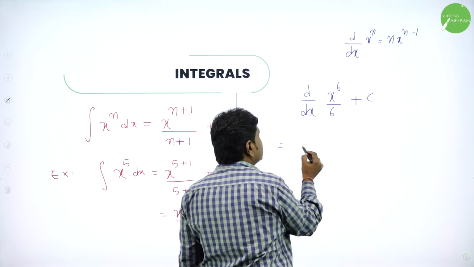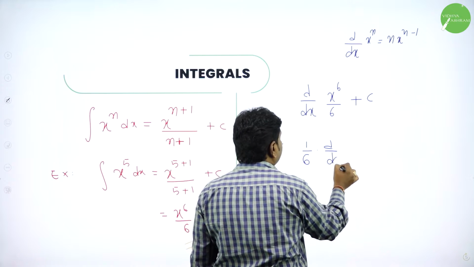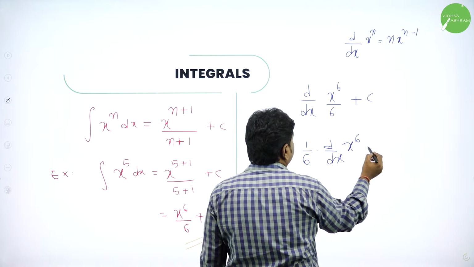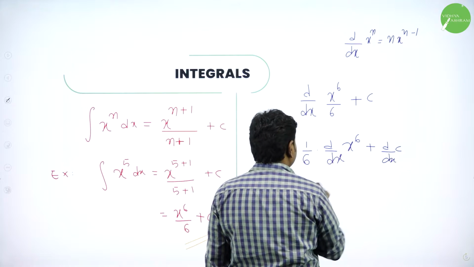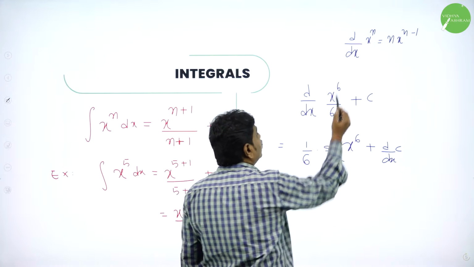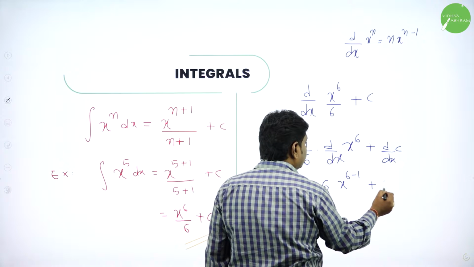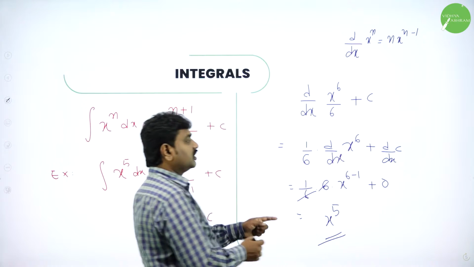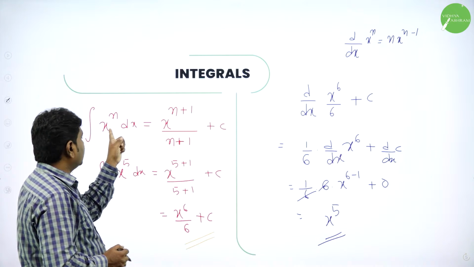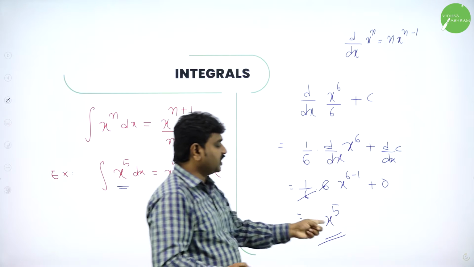All of you know 1 by 6 is constant. So if 1 by 6 is constant, take it out and apply d by dx only for x power 6. Now again apply d by dx for c. c means constant. The derivative of x power n is n into x power n minus 1, so 6 into x power 6 minus 1. The derivative of c is 0. So 6 cancels, you will get x power 5. So you got your question. When I differentiate this answer, I will get x power 5. This is your question. The question is x power 5. When I differentiate, I am getting it.